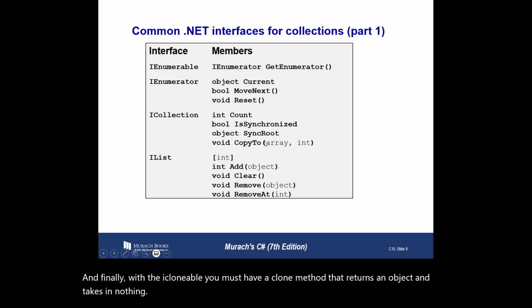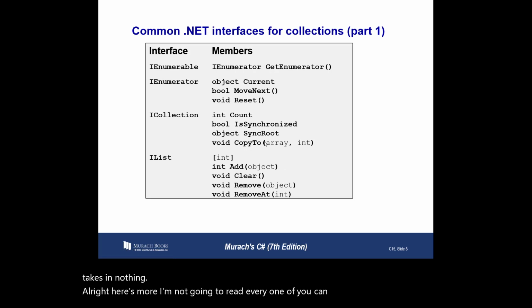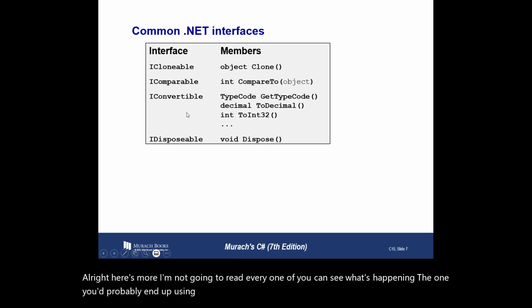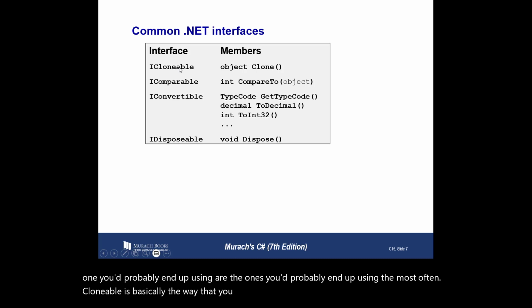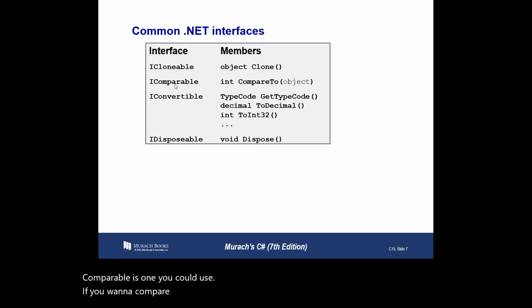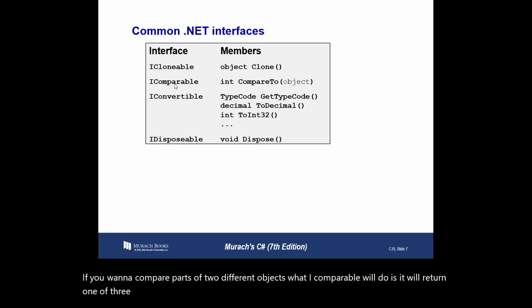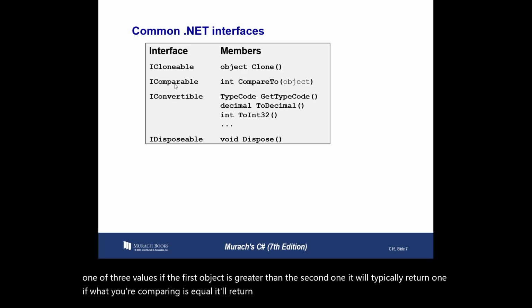All right, here's more. I'm not going to read every one of these. You can see what's happening. The ones you'd probably end up using the most often: ICloneable is basically the way that you can make copies of objects, or a way of doing it. IComparable is one you could use if you want to compare parts of 2 different objects. It'll return one of 3 values. If the first object is greater than the second one, it'll typically return 1. If what you're comparing is equal, it'll return 0. And if the first one is less than the second one, it'll return -1.